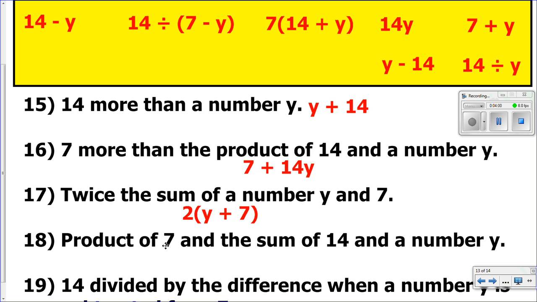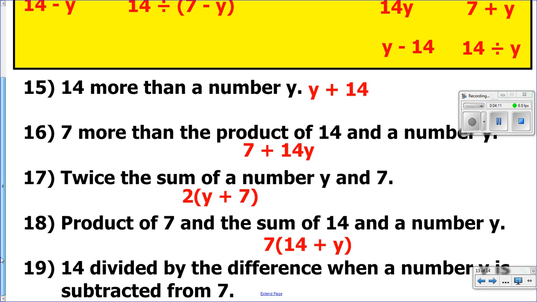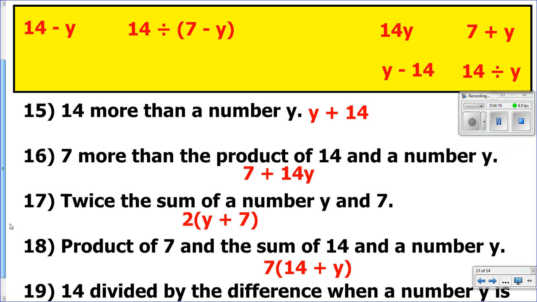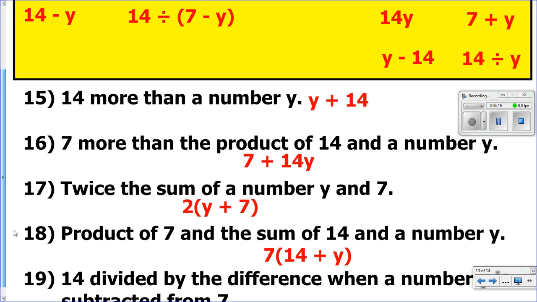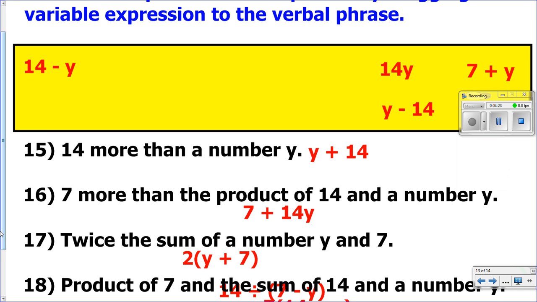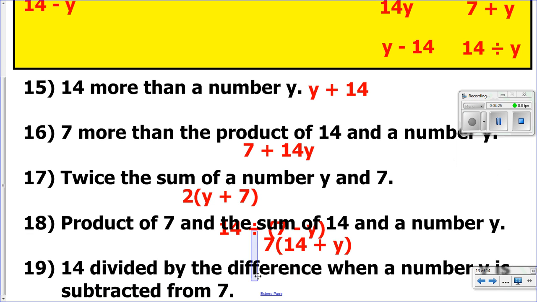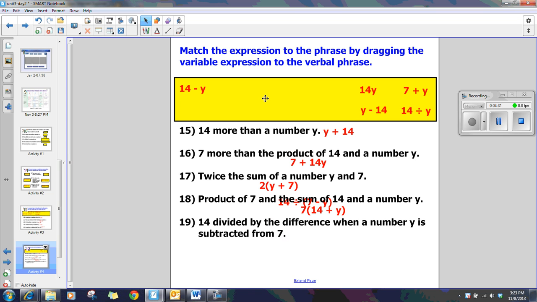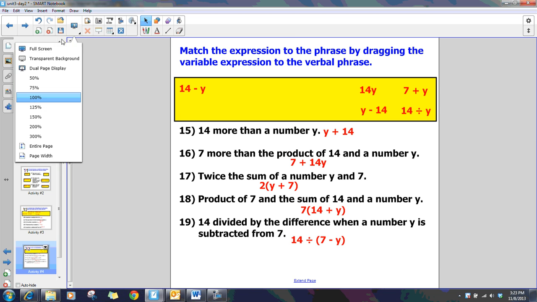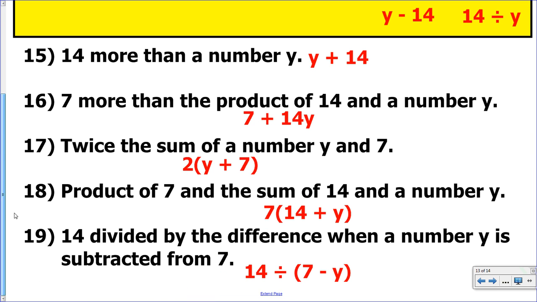Number 18, it says the product of 7 and the sum of 14 and a number y. So the product of 7 and the sum of 14 and y would be this one right here. And then 14 divided by the difference, where a number y is subtracted from 7. So 14 divided by the difference would be this one right up here. Let me just scroll down here, put this in the right spot. And, oh, it doesn't want to come. We can fix that real quick. And that's where it would go, right there. So that was what it would look like.